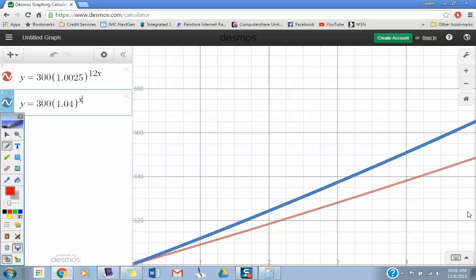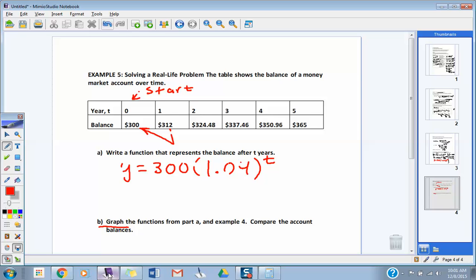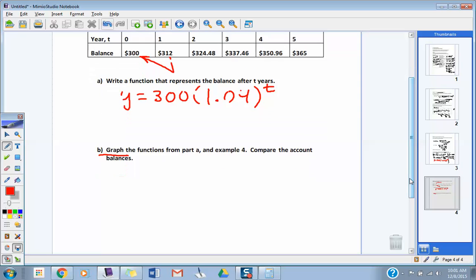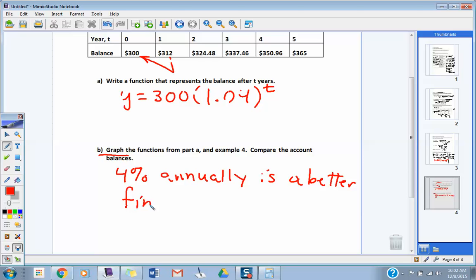Okay. So when we say we're comparing these right here, here's what we come up with for a comparison. Graph these functions in the account. Okay. You want to say the 4% annually is a better choice. And I'm going to write it this way. 4% annually is a better financial decision or a better financial investment.